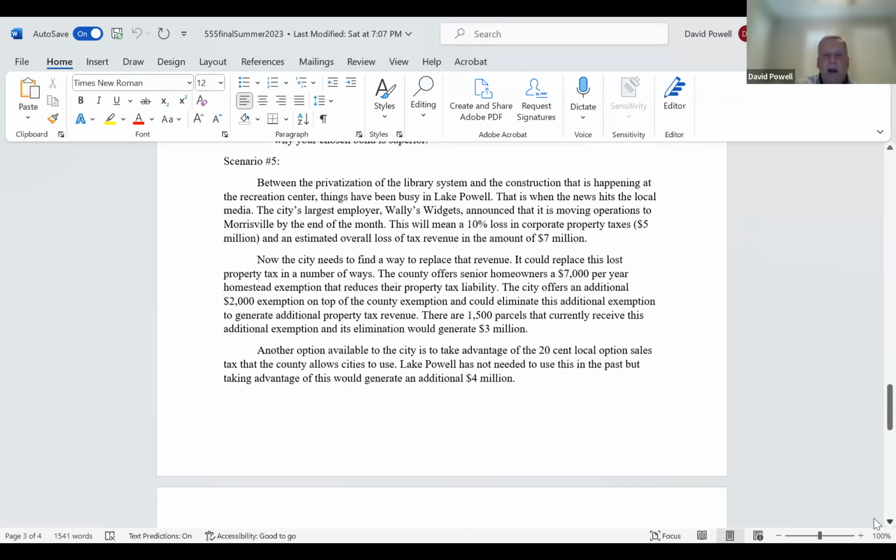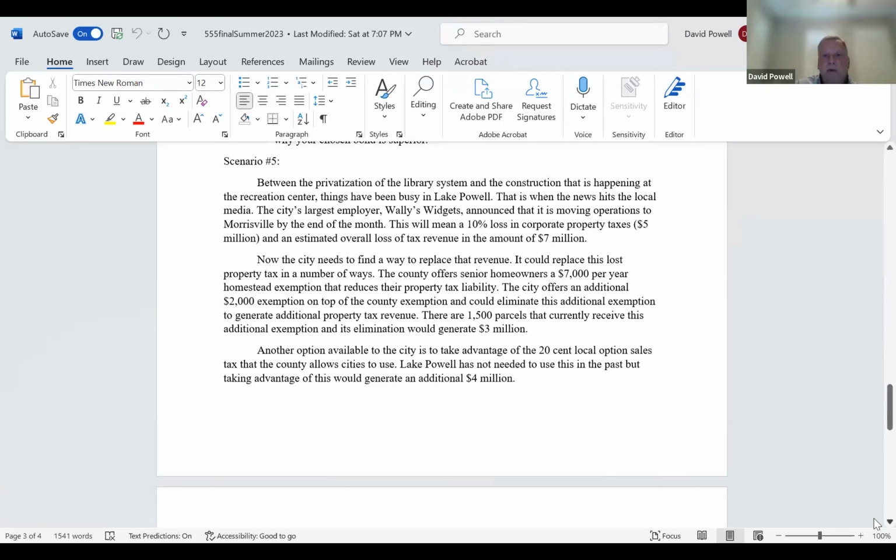Now the city needs to find a way to replace that revenue. It can replace this lost property tax in a number of ways. The county offers senior homeowners a $7,000 per year homestead exemption, and we'll talk about exemptions tonight, that reduces property tax liability. The city offers an additional $2,000 exemption on top of the county exemption and could eliminate this additional $2,000 exemption, which would then generate additional property tax revenue. There are 1,500 parcels that currently receive this additional exemption, and its elimination would generate $3 million. So if you want to do that, that'll give you those $3 million.